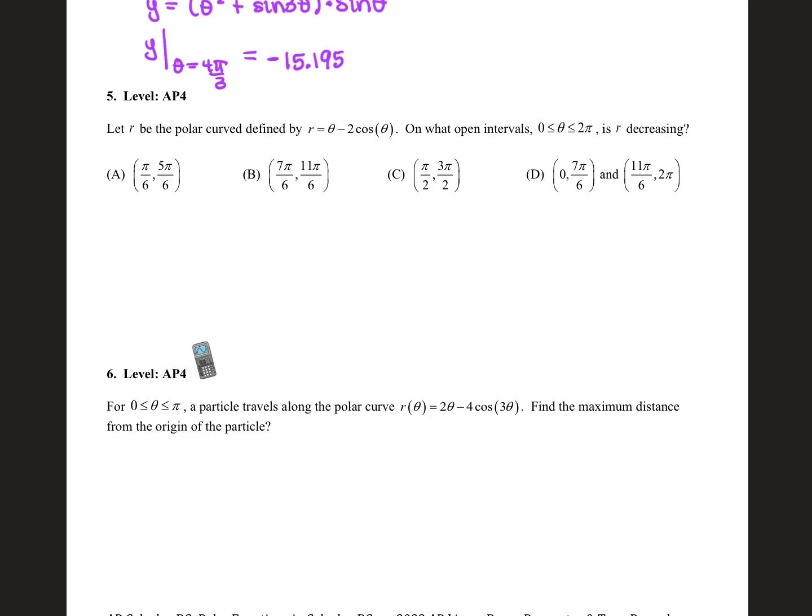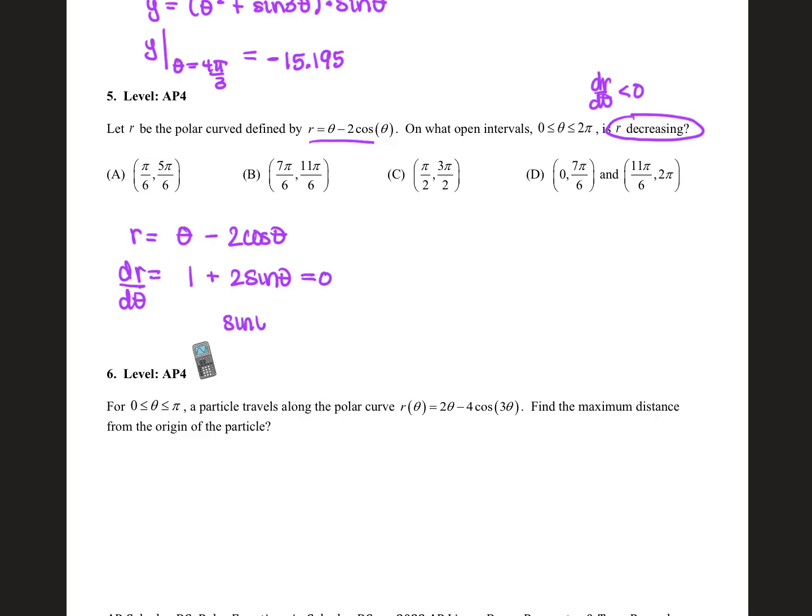So r is on this curve, and we want to know when r is decreasing. So that will be when dr d theta is less than 0. So just like in Calc 1, the first thing we're going to do is take the derivative. So r, which is equal to theta minus 2 cosine theta. So dr d theta, the derivative, is equal to 1 plus 2 sine theta. And we need to figure out when this is equal to 0.